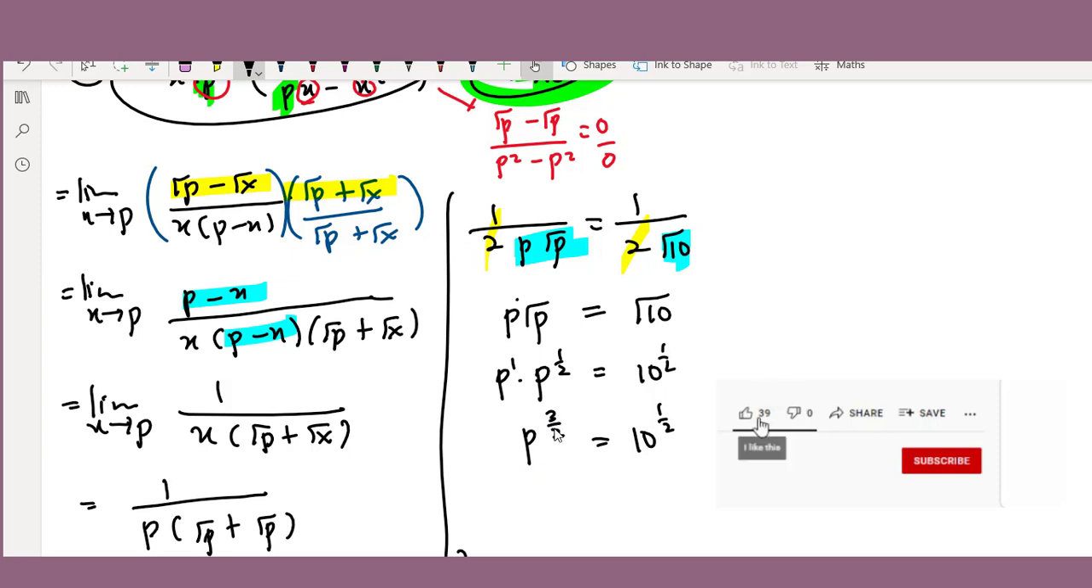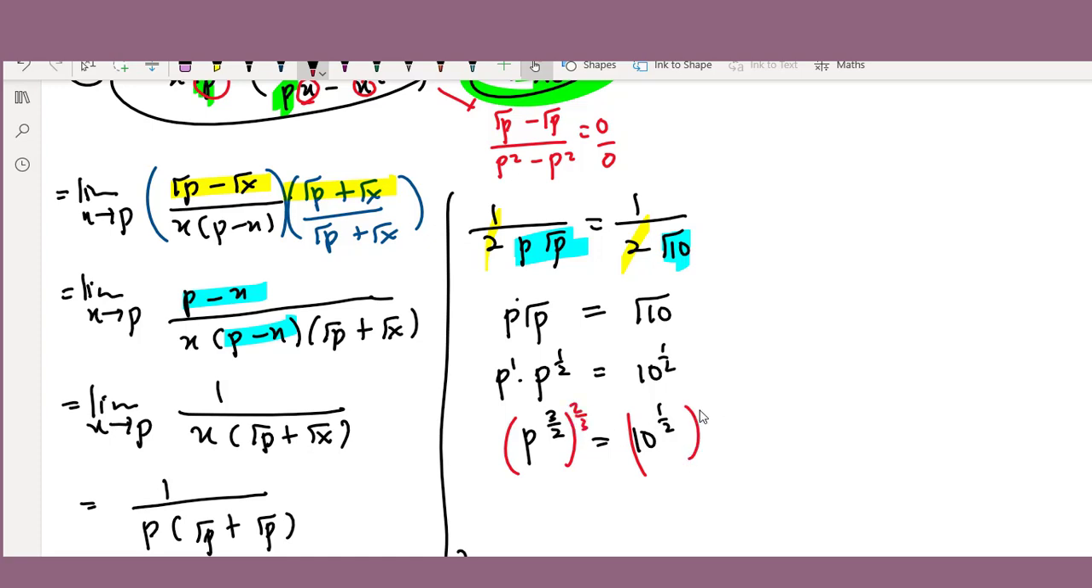I'm going to get rid of this power, and then we need to raise both sides to the power 3 over 4. Then simplify, this one is cancelled, is equal to 1. And therefore p is equal to 10 to the power 1 over 3. Done. This one is one of the methods, multiplying by the conjugate.